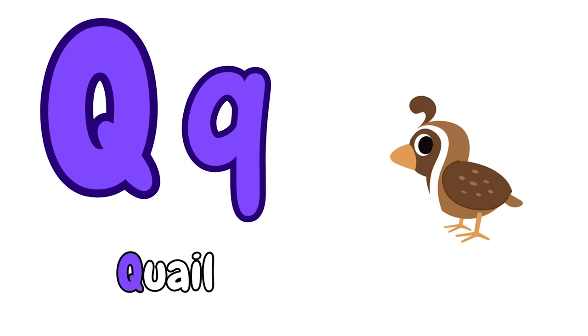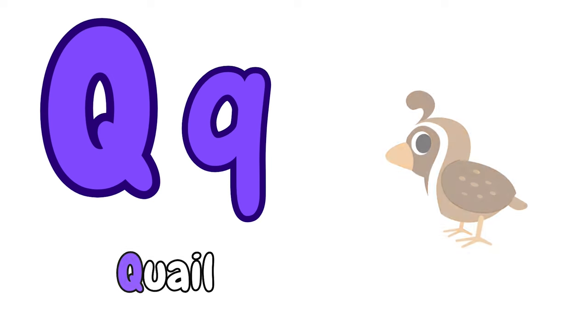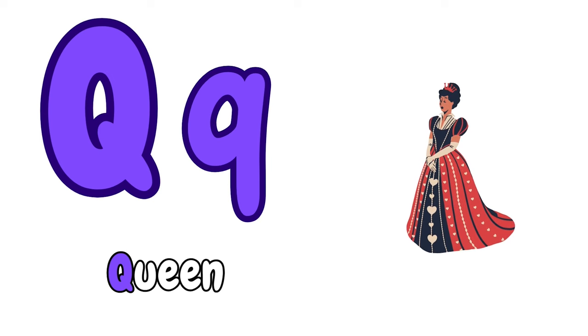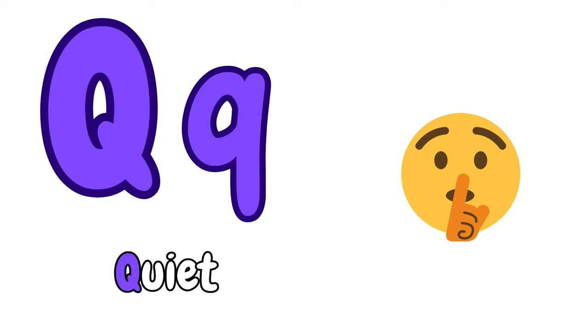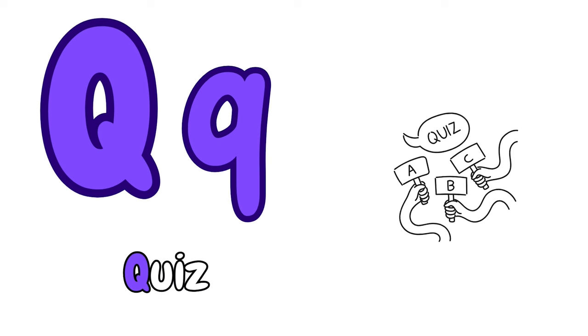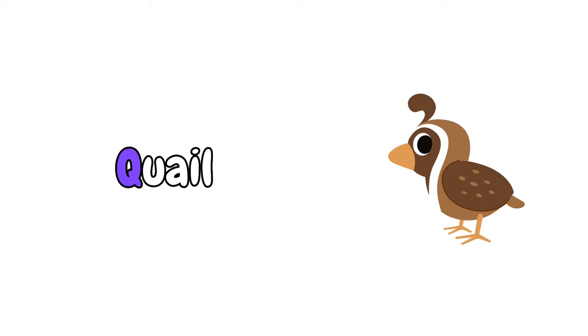Now, let's see which all start with alphabet Q. Q for quail. Q for queen. Q for quiet. Q for quiz. Can we say once again, kids, Q for?